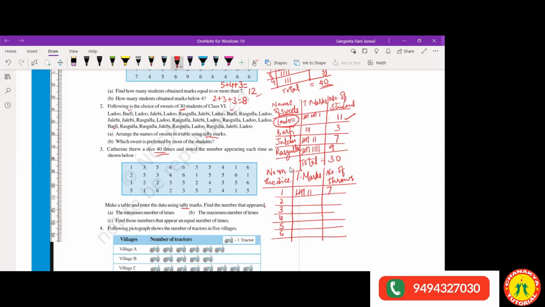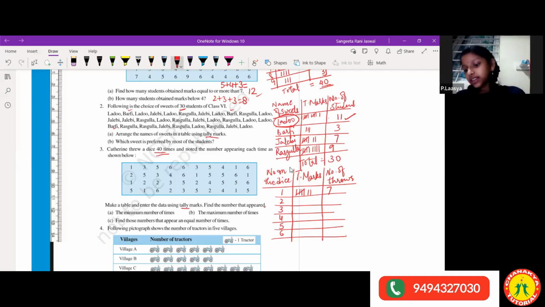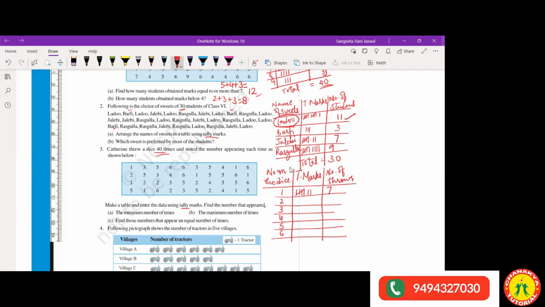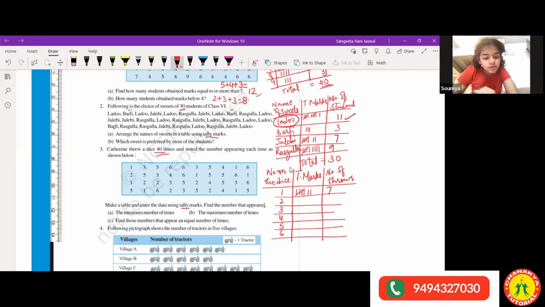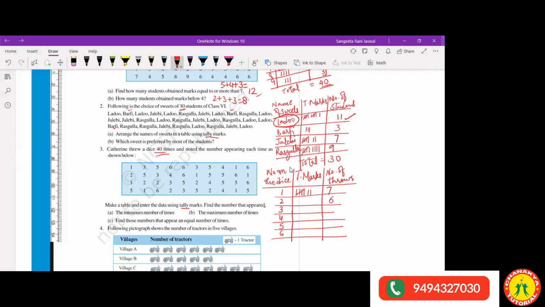Okay, now tell me in how many throws she got number 2. Soumya, tell me in how many throws she got number 2. Ma'am, 6 times. Say loudly, Soumya. Ma'am, 6 times. Okay, very good. Adrit, tell me in how many throws she got number 3.